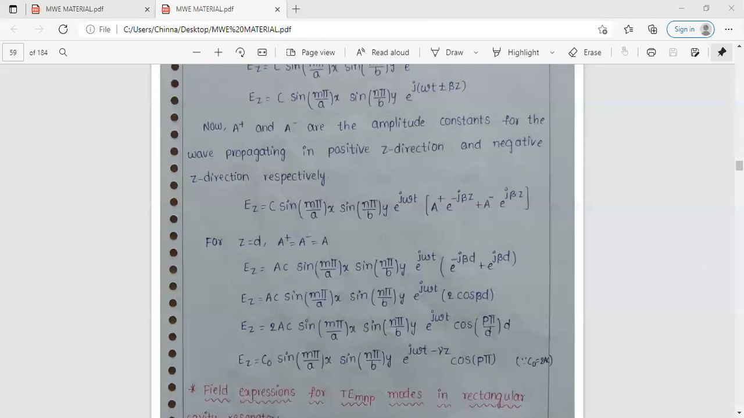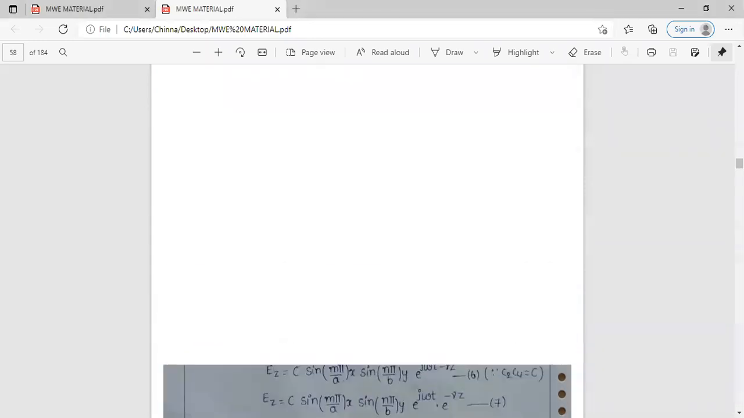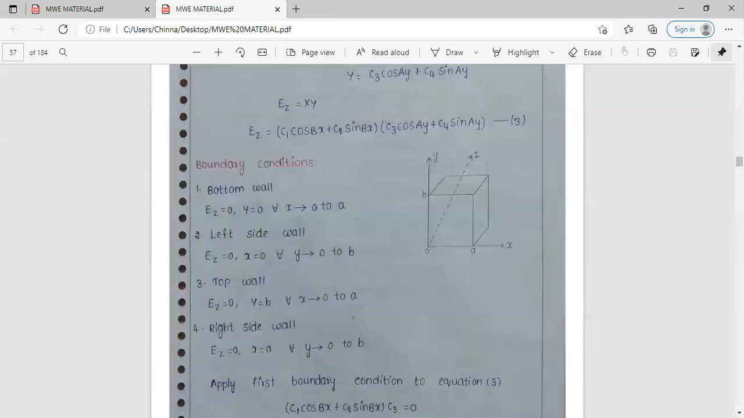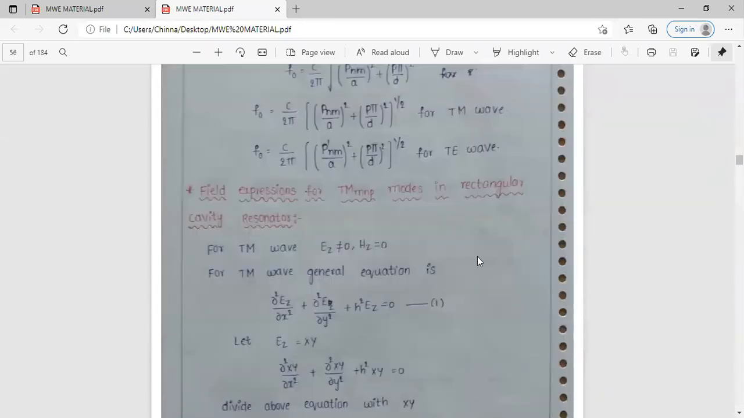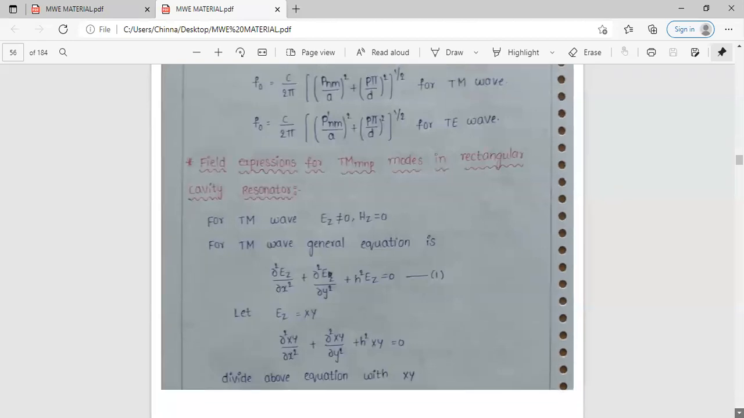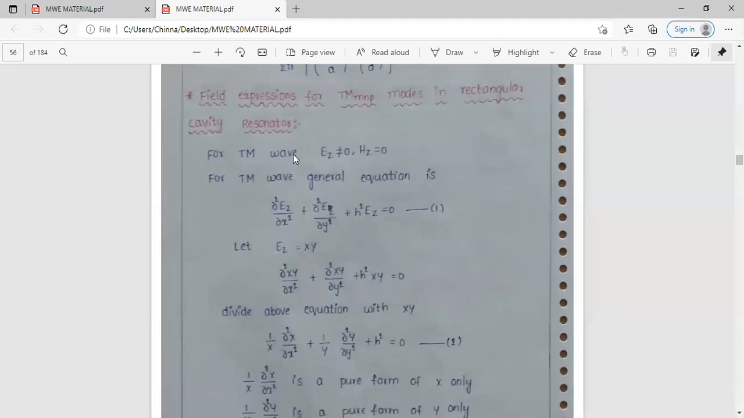Now we want to discuss the TEM mode representation. Here you can see the derivation of the TEMN mode: the field expression for TM modes in a rectangular cavity resonator.